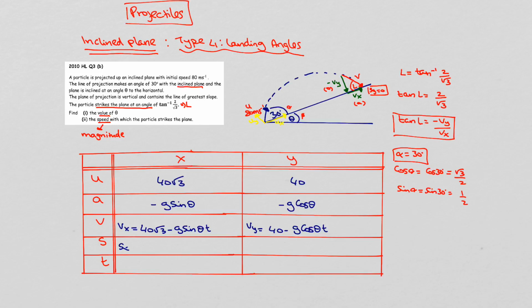S in the X direction will be UT plus a half AT squared. So that gives me 40 root 3 t minus a half g sine theta t squared. And in the y direction, 40t minus a half g cos theta t squared. And t is what we need to find. So to get the value of theta, we're going to look at trying to find our time of flight.